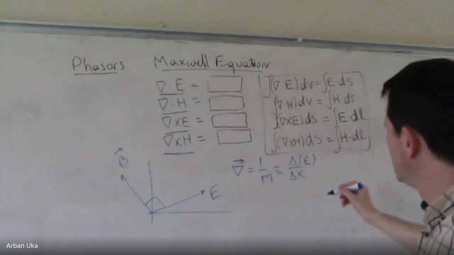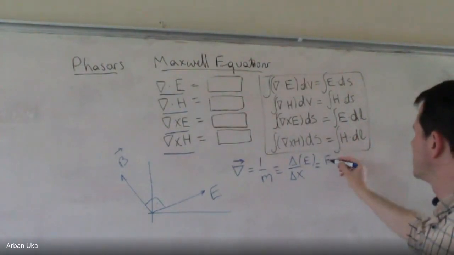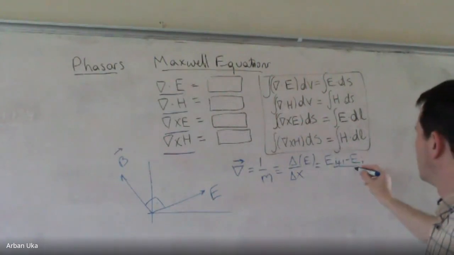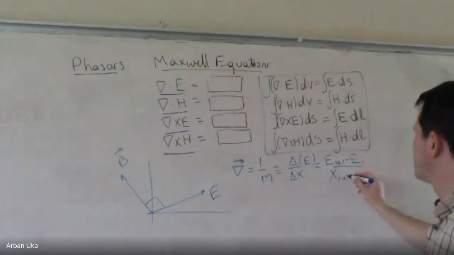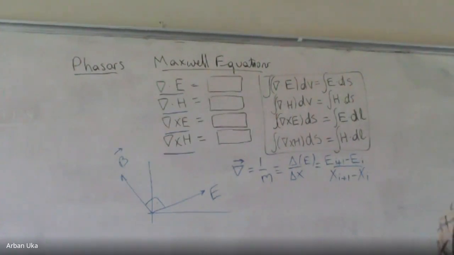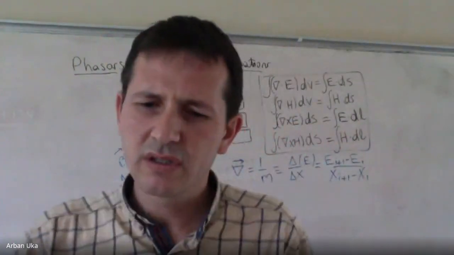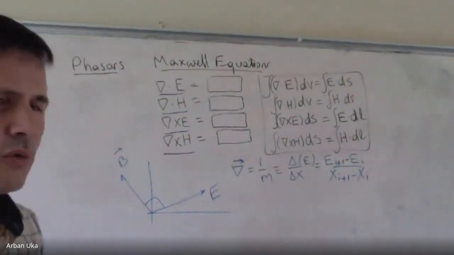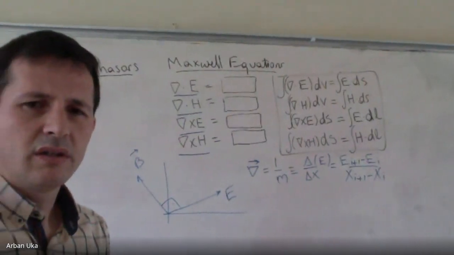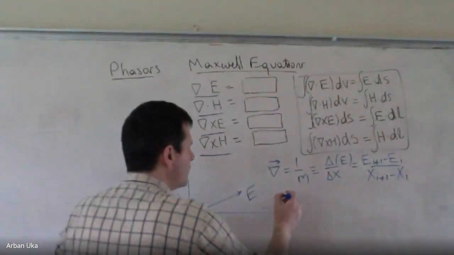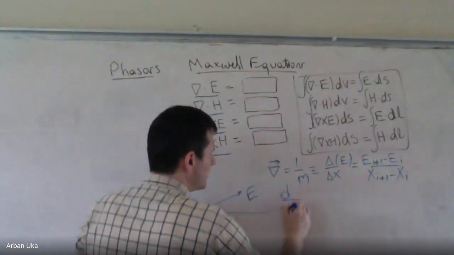So the change on E, or we can write this one as E_{i+1} minus E_i over x_{i+1} minus x_i. You know numerical analysis, and this is the discrete form of expressing the analytical expression of the derivative. So we have a change as a function of x, which means that we have d over dx.